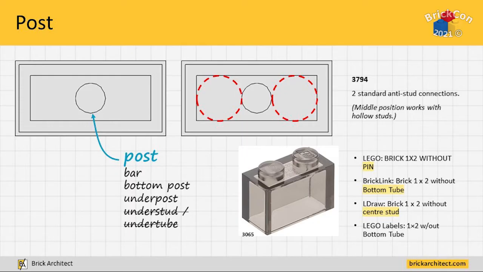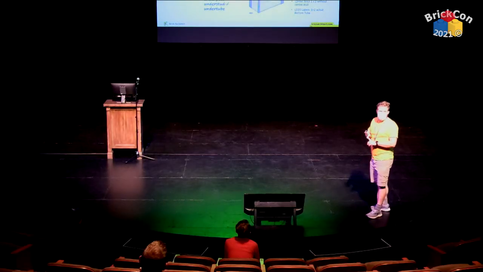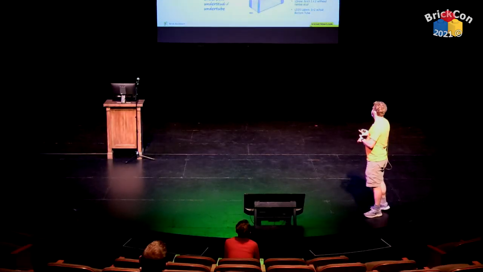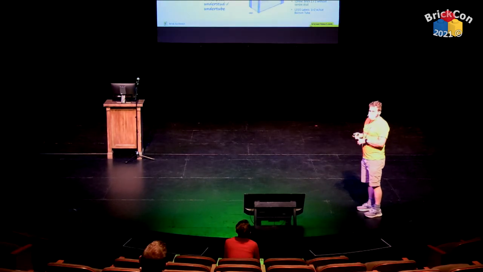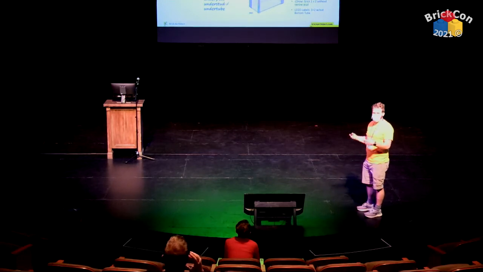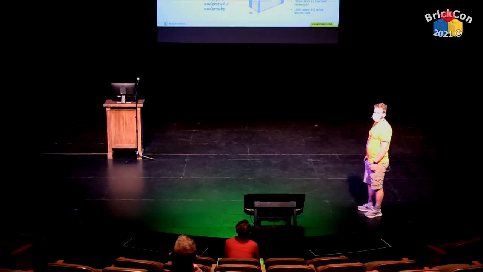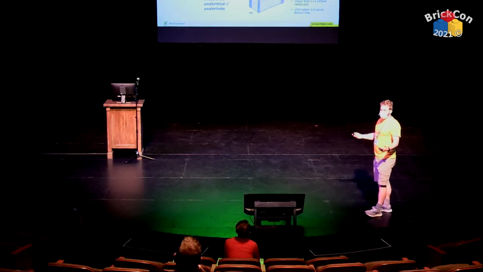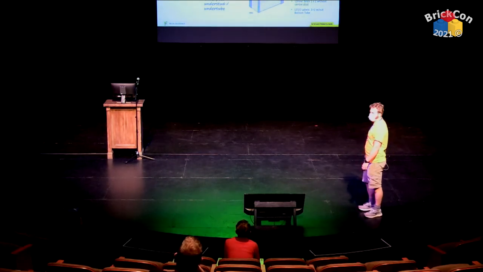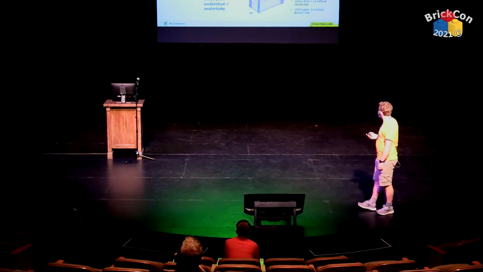So I was actually talking to people in the LDraw community trying to figure out what the hell we should call this thing. The best name that I can come up with is a post. Post being a vertical structure commonly used in architecture that's relatively slender, as a way of differentiating it from a tube, which of course is hollow, and this thing is often not hollow.